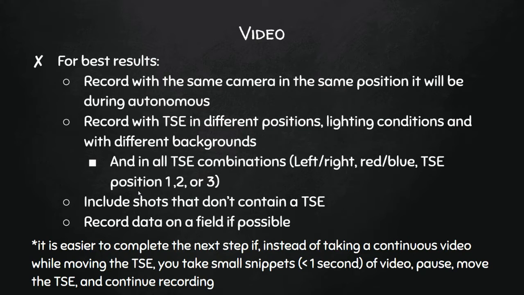You'll also want to record with the TSE in different positions, by turning it, in different lighting conditions and with different backgrounds, and also in all of the different combinations. So on the left or the right side of the field, on the red or the blue alliance, and in all three of the different square positions. You'll also want to include shots that don't contain a TSE at all, because then the algorithm will not be searching for a TSE if there isn't one to identify.